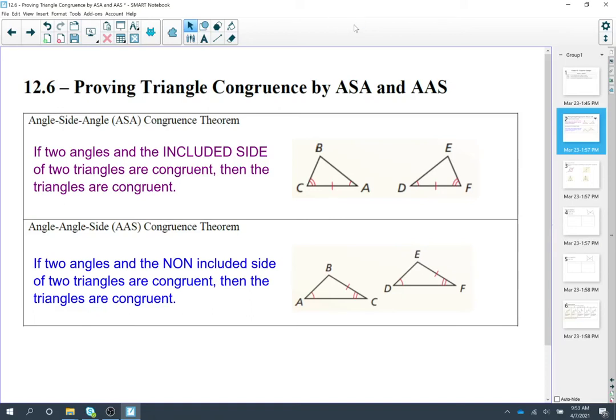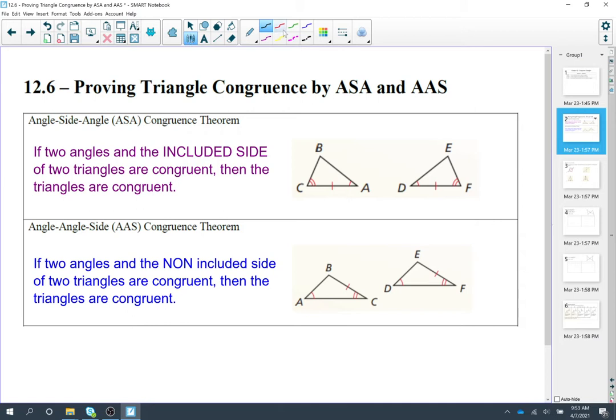12.6, proving triangle congruence by angle, side, angle, and angle, angle, side. So these will be our last two ways to prove that triangles are congruent. Let's start with angle, side, angle. So if two angles and the included side of two triangles are congruent, then the triangles are congruent.